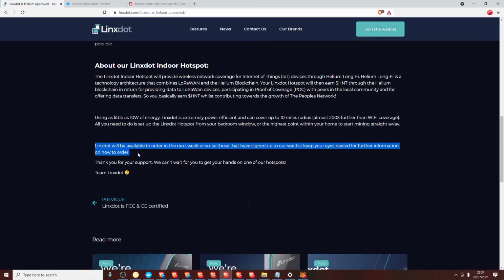Linxdot will be available to order in the next week or so. So potentially in the next week, you might be able to get an order for this Linxdot. I don't know what the demand's going to be. If it's anything like Long AP, let's hope they've got a better process for dealing with orders. So those that have signed up to our waitlist, keep your eyes peeled for further information on how to order. So we don't even know what the order process is going to be yet.